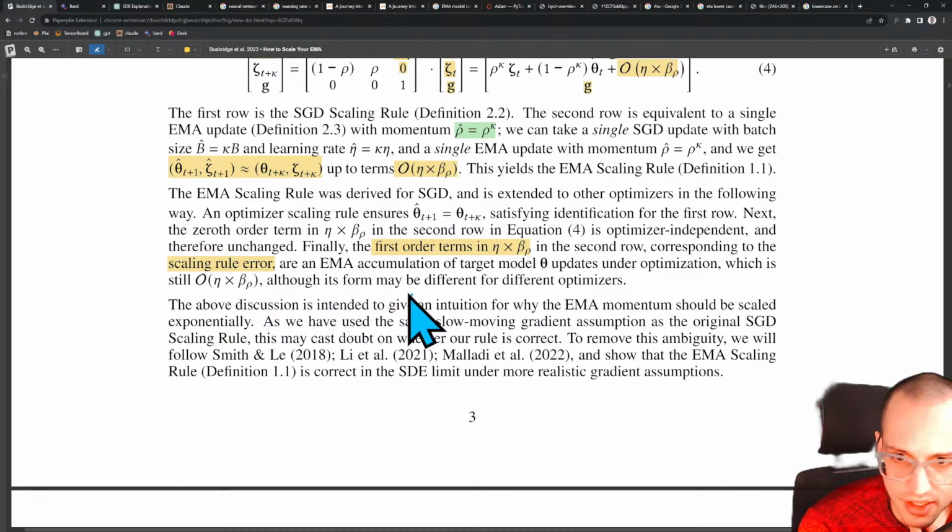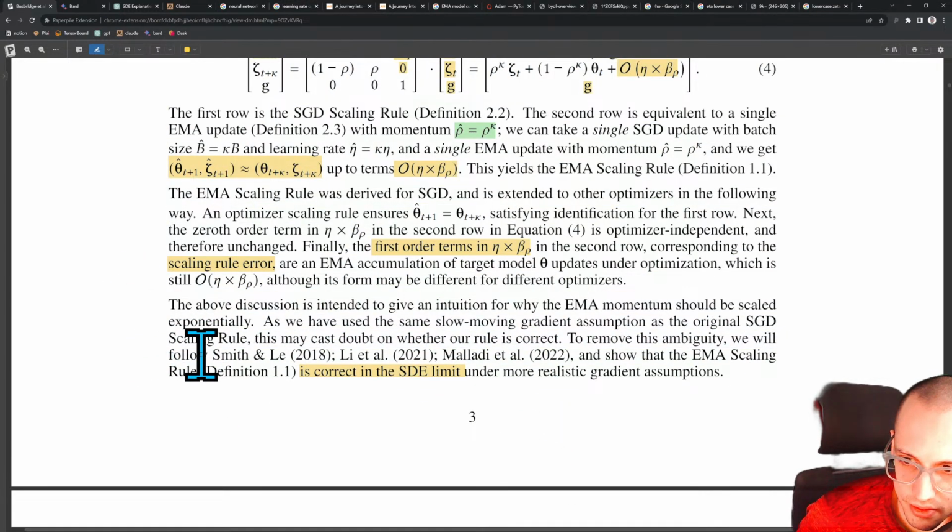The above discussion is intended to give an intuition as to why the EMA momentum should be scaled exponentially. As we have used the same slow-moving gradient assumption as the original SGD scaling rule, this may cast doubt on whether our rule is correct. To resolve this ambiguity, we will follow Smith and Le et al., and show that the EMA scaling rule is correct in the SDE limit under more realistic gradient assumptions. Okay, so I don't really know these papers here.